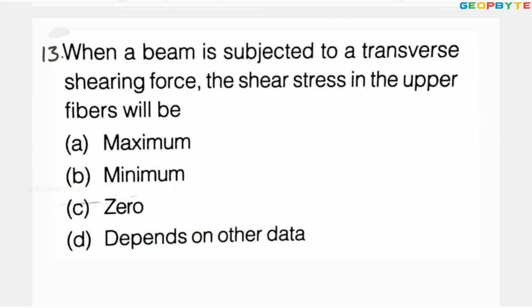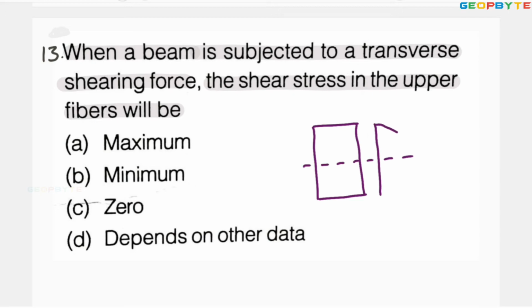Look at the problem. When a beam is subjected to transverse shear force, the shear stress in the upper fiber. Dear friends, if I take a rectangular body, for a rectangular body the shear stress distribution is like this. You might have studied this for the university exams. This is how the shear stress is developing, or parabolically varying.